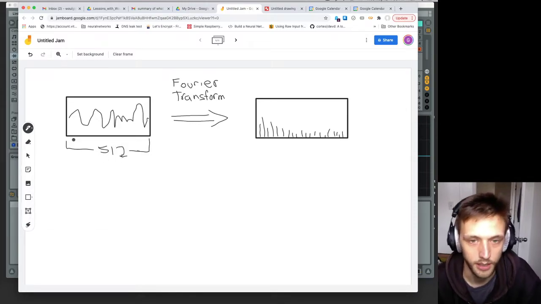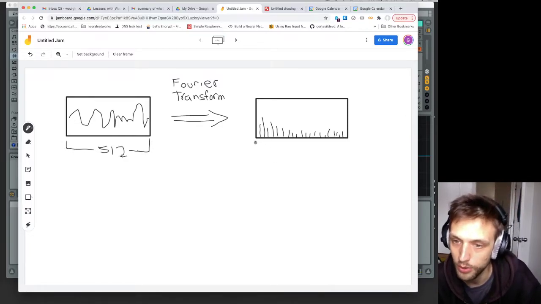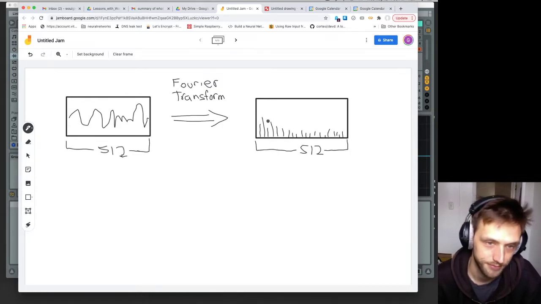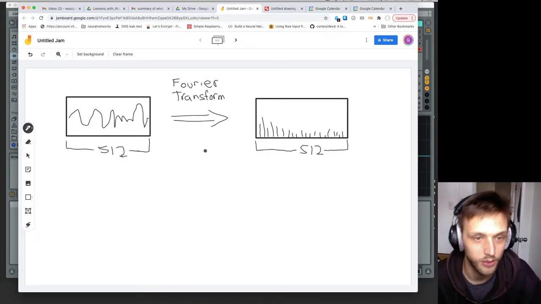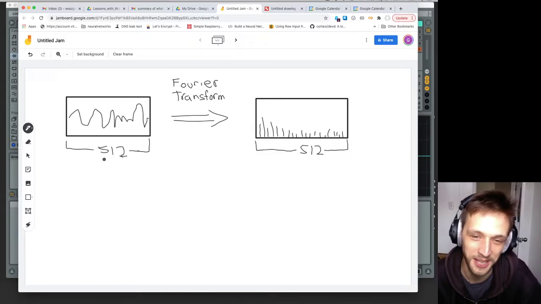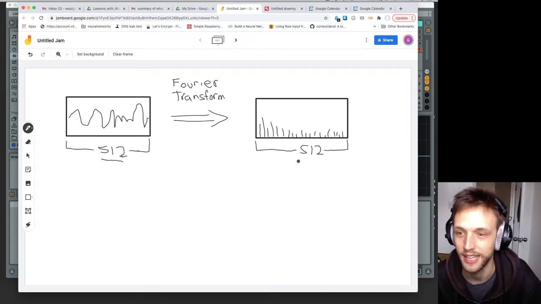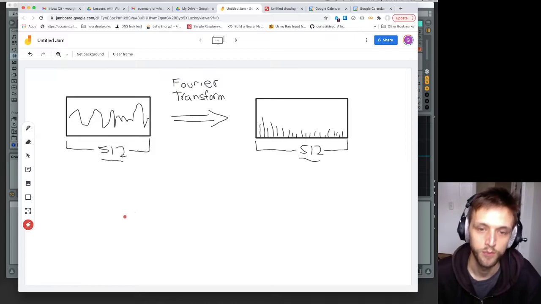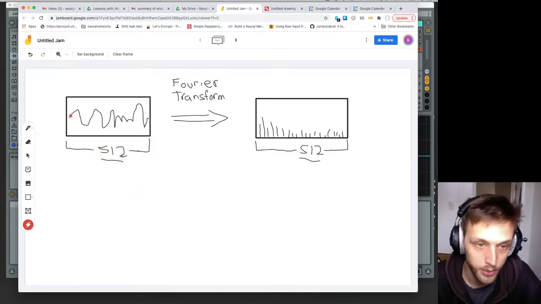Anyways, whatever, it's not really that important. So if we take our 512 samples, then what we're going to get out is 512 individual bins in the frequency domain. Now, for people out there who know a lot about working with Fourier transforms, yes, we're going to pretend that you put in 512 and you get 512 out for now. We'll get to the other stuff later. Don't worry about that.